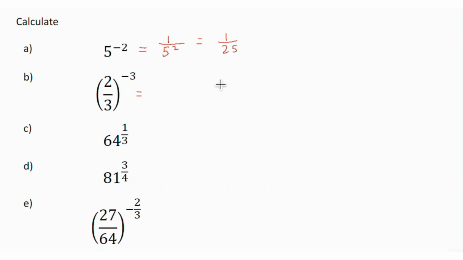The same is true when we have a fraction. We take the reciprocal. So we're going to take 1 over 2/3 to the power of 3. So the thing to remember here is that 1 over 2/3 is 3 over 2 to the power of 3. And then 3 cubed is 27, and 2 cubed is 8. So we get 27 over 8.